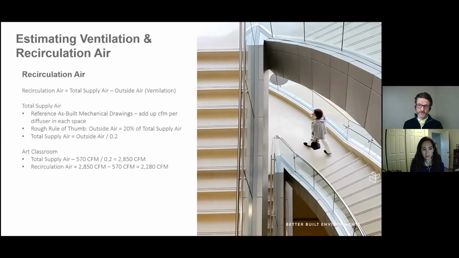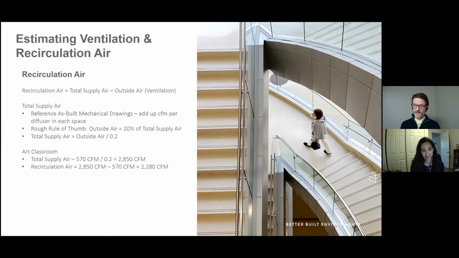As Danny mentioned, you can reference as-built mechanical drawings if you have them. Typically on the drawings, you'll look for them on the plans. A lot of times next to the diffusers for each space it lists the CFM that comes out of each diffuser. You add that up per room, and that's your total CFM per space. If you don't have access to that or don't really understand what you're looking at on the drawings, there's a very rough, and this is very rough, rule of thumb that outside air is 20% of your total supply air. So you could divide your outside air by 0.2, and that gives you your total supply air, or at least a rough approximation.